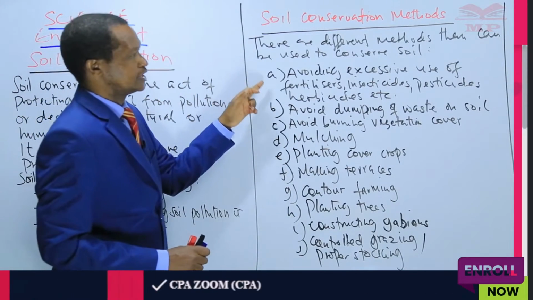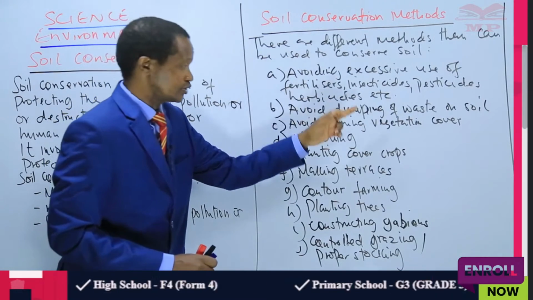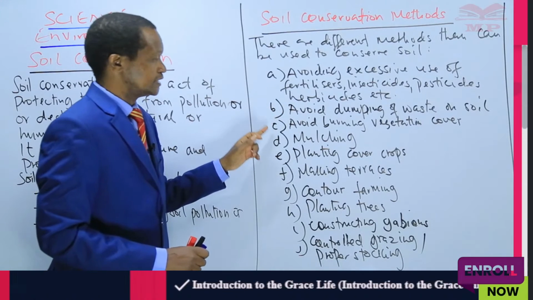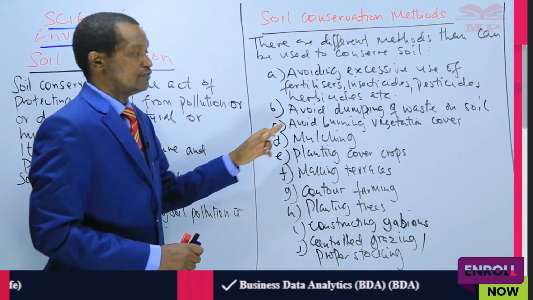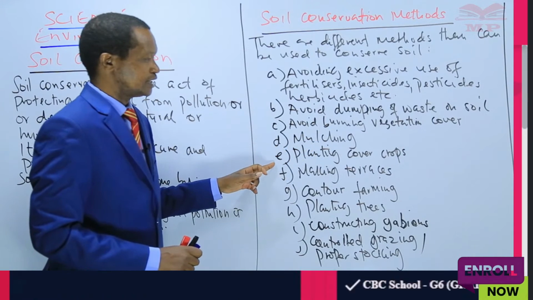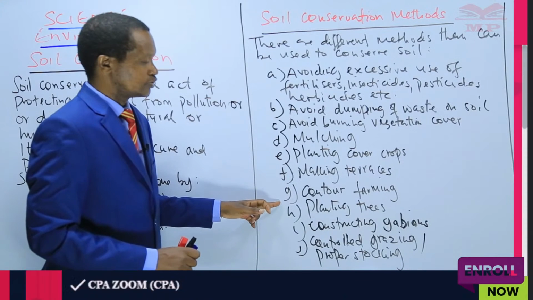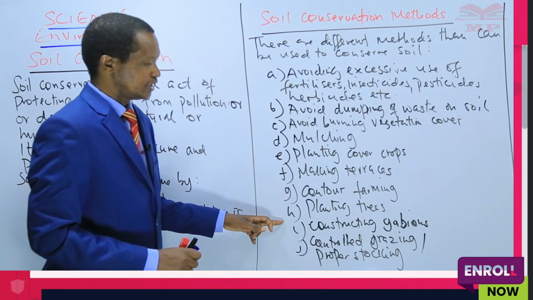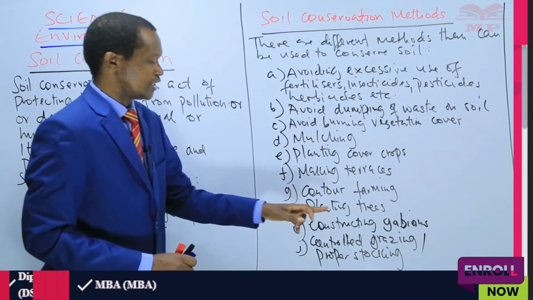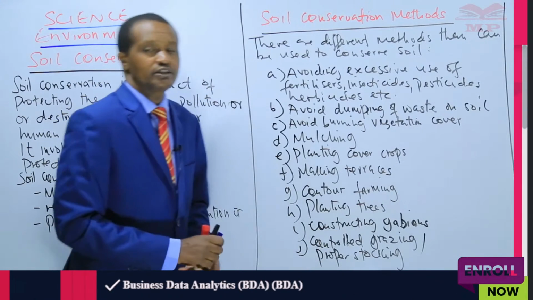A, avoiding excessive use of fertilizers, insecticides, pesticides, herbicides, and so on. B, avoid dumping of waste on soil. C, avoid burning vegetation cover. D, mulching. E, planting cover crops. F, making terraces. G, control farming. H, planting trees. I, construction of gabions. Then lastly, controlled grazing or proper stocking.